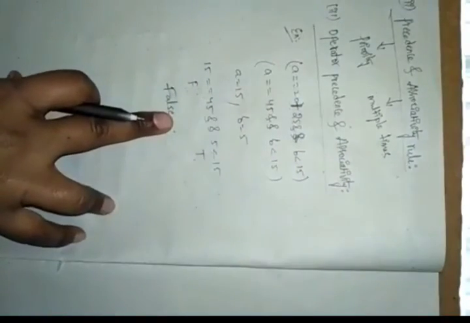Like this we can perform operator precedence. Suppose you write a is equal to 45. Yes, this is a true statement. So like this we are performing operator precedence and associativity.